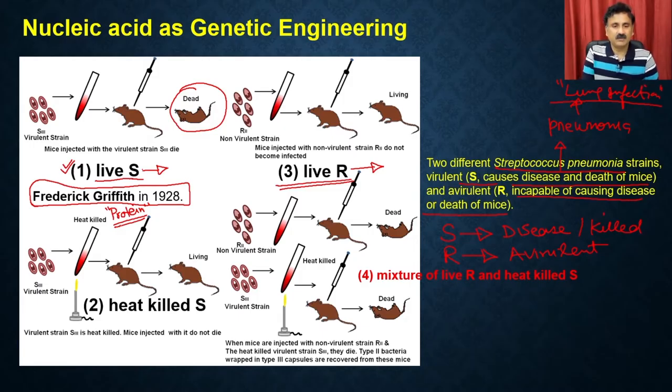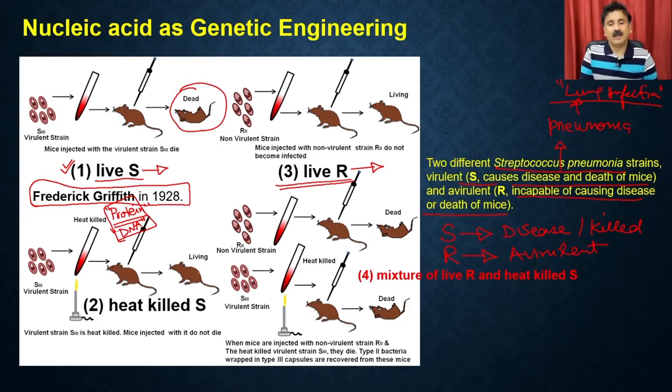So it could not cause the disease because the genomic DNA, the protein as well as the DNA, was killed. So when he heat killed the bacteria, that bacteria could not transfer the genetic material, or it could not grow, and that's how it could not cause the disease.